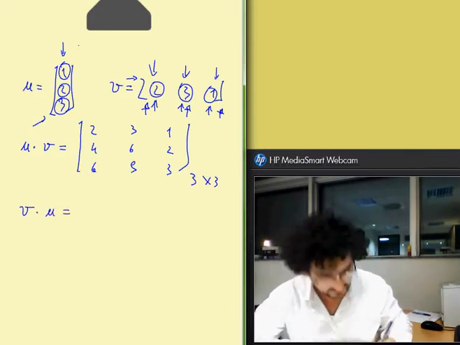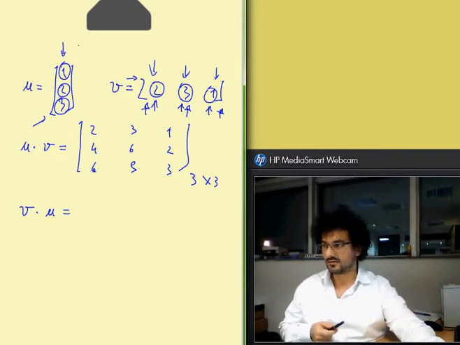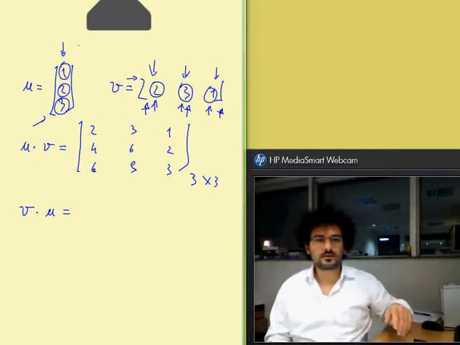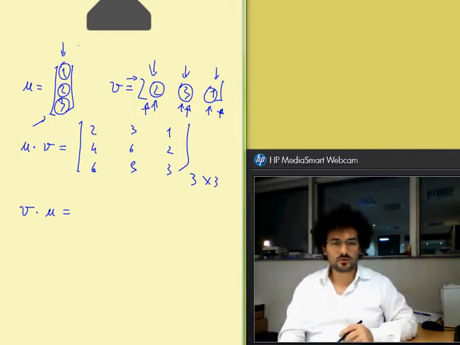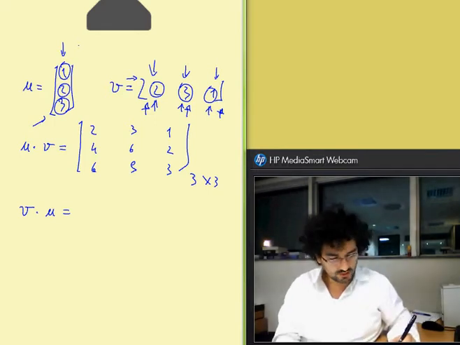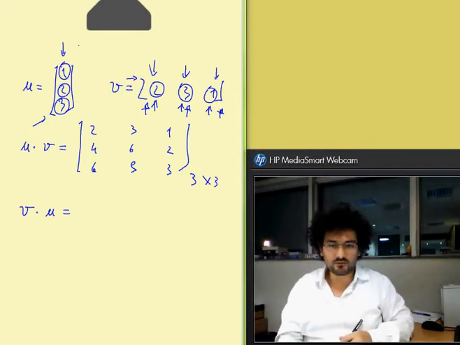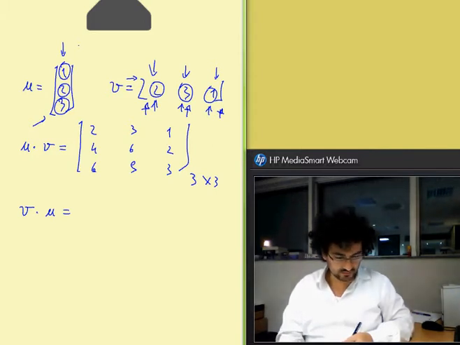Try to think by yourself about the solution and then go ahead in the video. First thing we have to do is to consider if it's possible or not to compute the product between V and U. And it's possible because the number of columns of V is 3, and is equal to the number of rows of U, which is also 3.